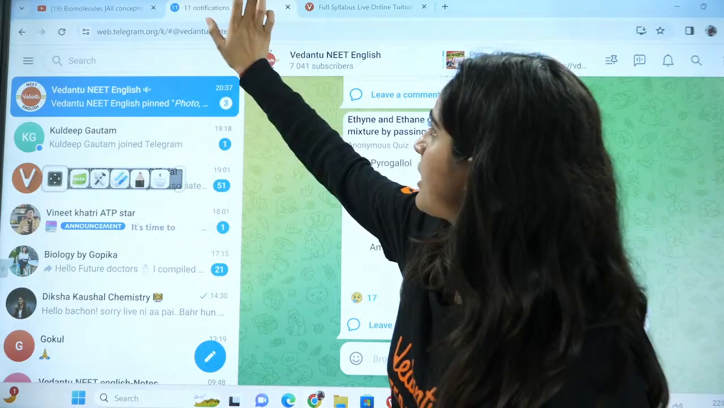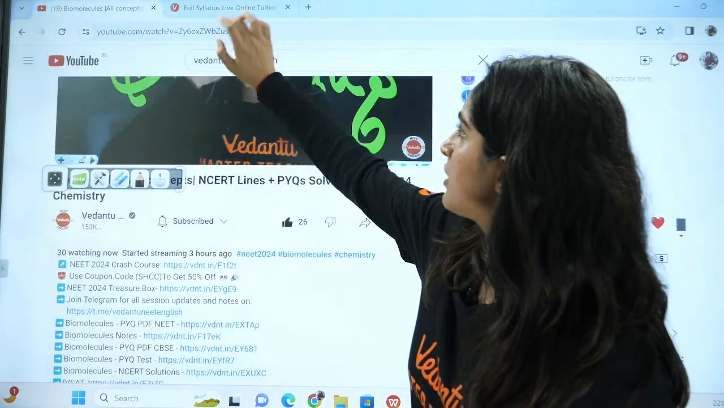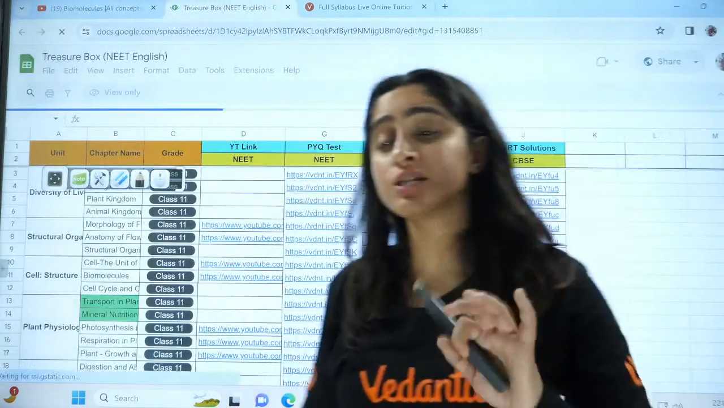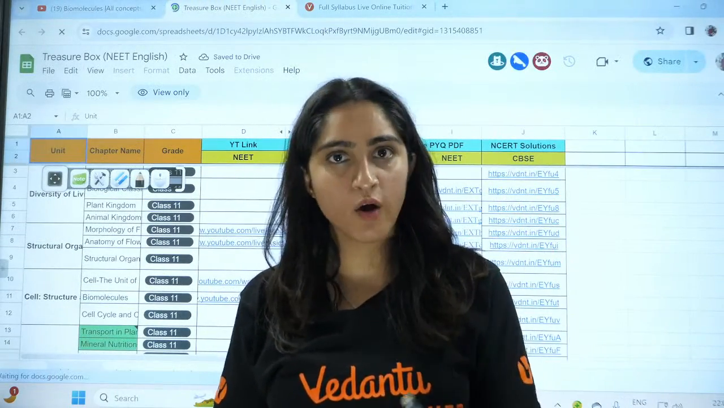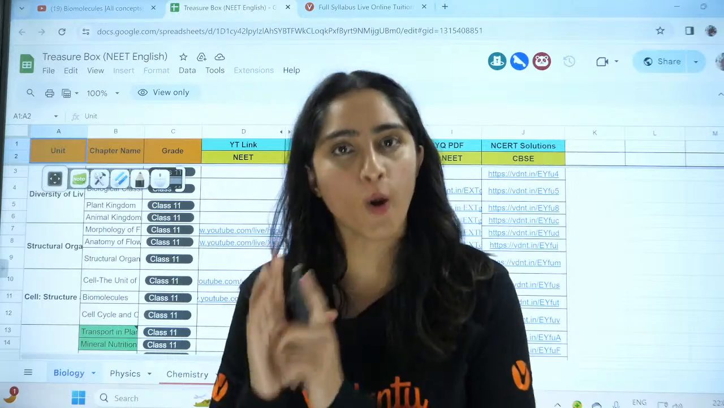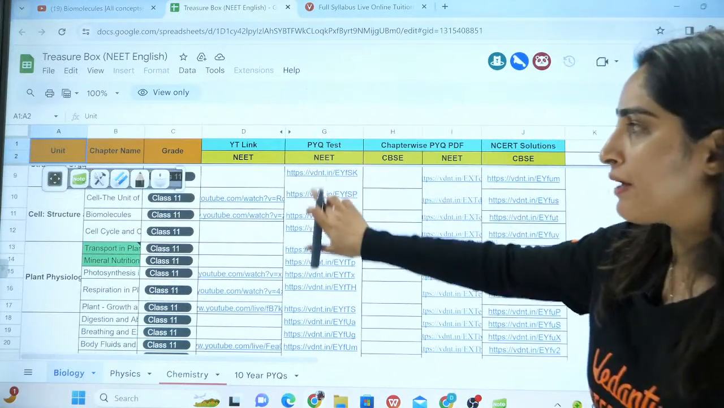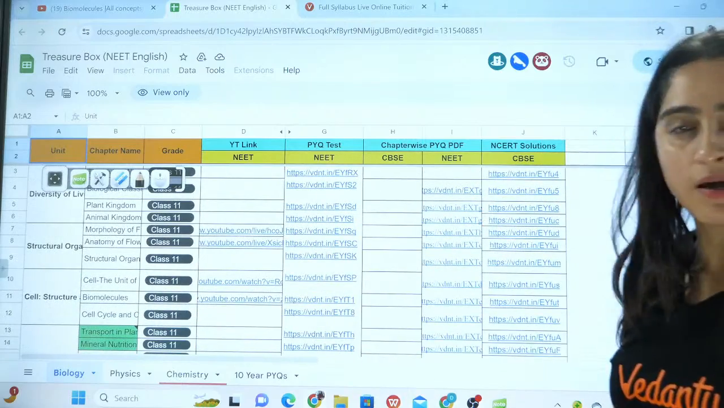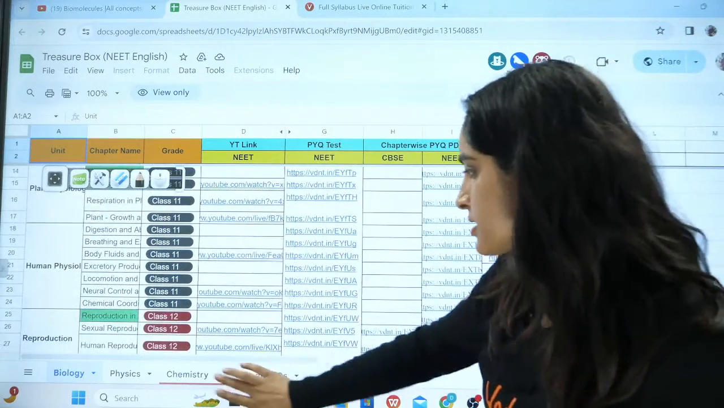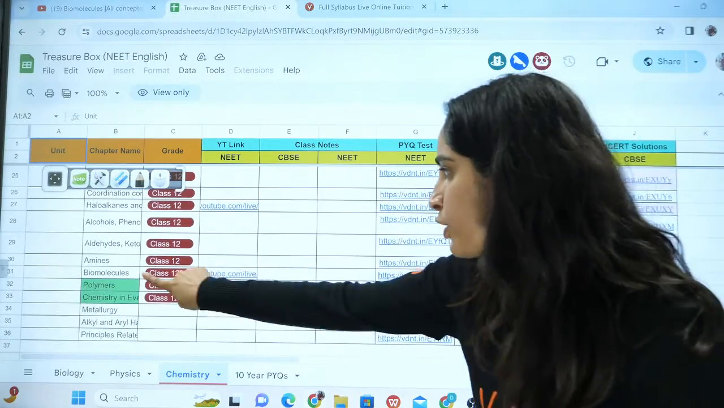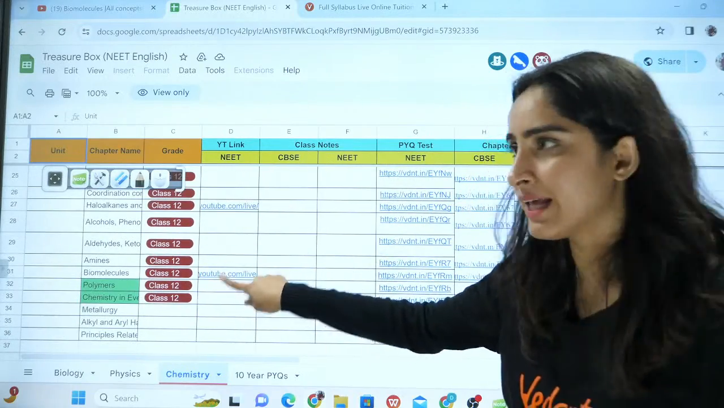Next we have a treasure box for all the students who are right now preparing for NEET, who are droppers. Just listen to this very carefully. You need to do the PYQs test for this. For example, let us come to chemistry, then let us see the biomolecules part here. This is the NEET link here.